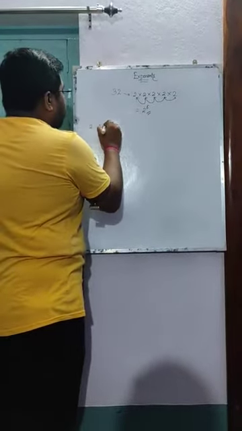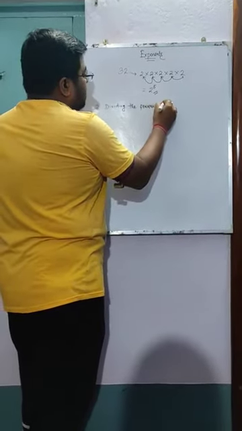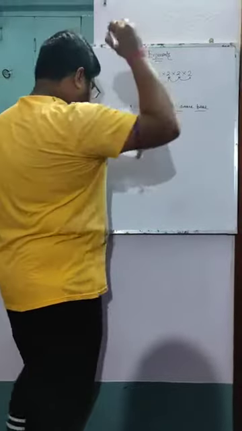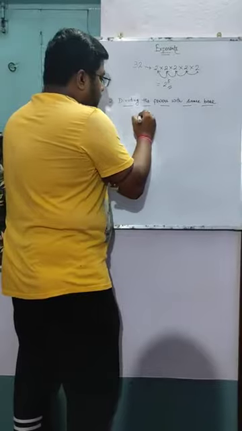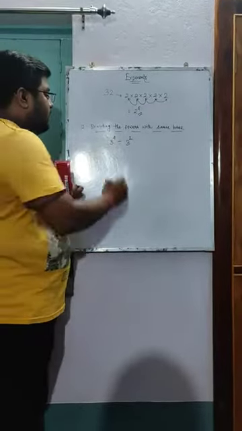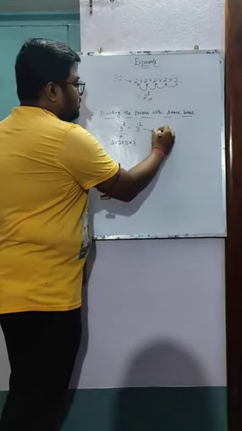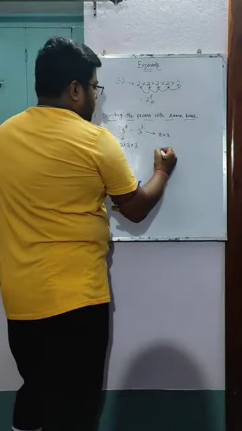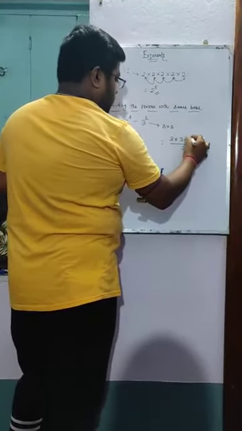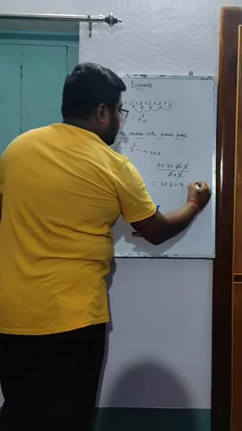dividing the powers with the same base. Now, we can take 3 raised to 4 divided by 3 raised to 2. We can write it as 3 into 3 into 3 into 3 divided by 3 into 3. Just cancel. 3 into 3 means 9. That is also 3 raised to 2.